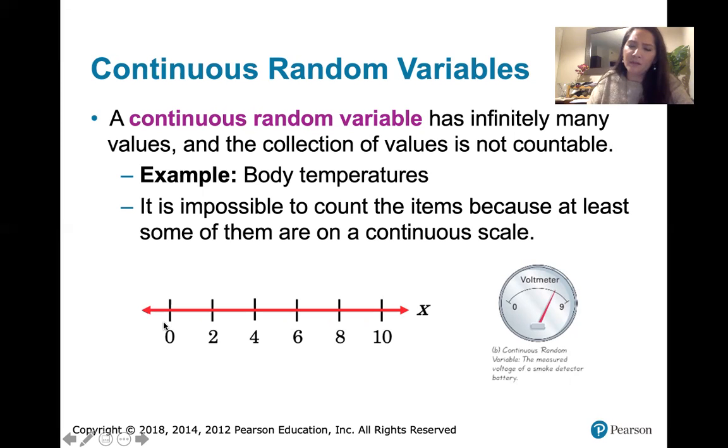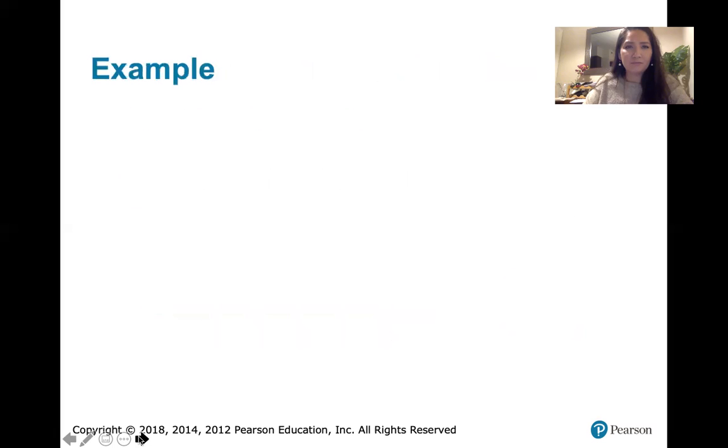It can be graphed on a number line in an interval like this, rather than that picture of discrete points like we have with a discrete random variable. An example of a continuous random variable is measured voltage. Voltage exists over a range of values. So if we measure the voltage on a battery, that's a continuous random variable.